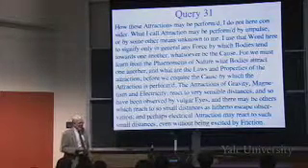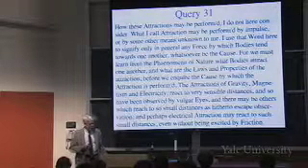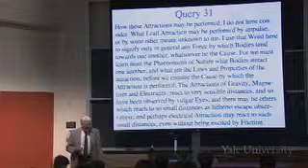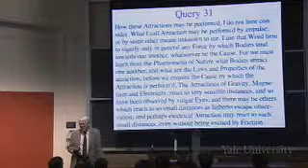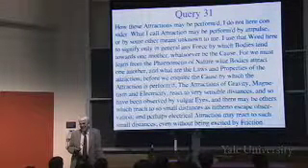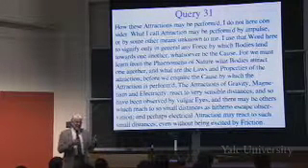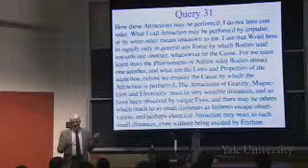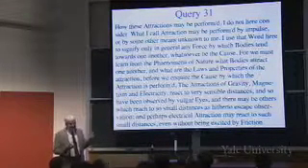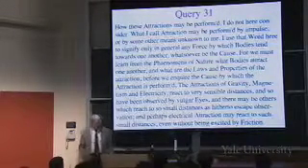Okay? How these attractions may be performed, I do not here consider. What I call attraction may be performed by impulse. Where did he get that idea? Where did he get the idea that there's impulses that can cause attraction? That was Descartes' idea, right, that we just explained. Okay? Or by some other means unknown to me.